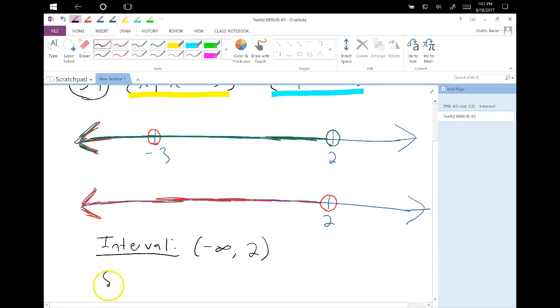You could also write this in set builder notation, although the problem already did it for us, but let's review how to do that. If I want to do set builder notation, remember we always start with the set of all x such that. In this case, it's everything to the left of 2. That's everything less than 2. So x is less than 2.